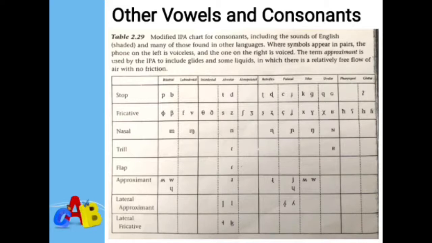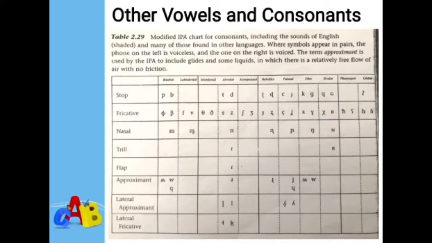And nasal, we have n. The example of that is nap. And alveolar trill, we have r. The example of that is rope. And then in flap, we have r. The example of that is better.